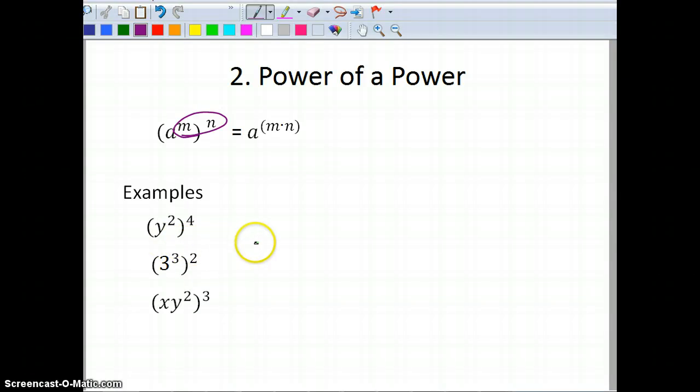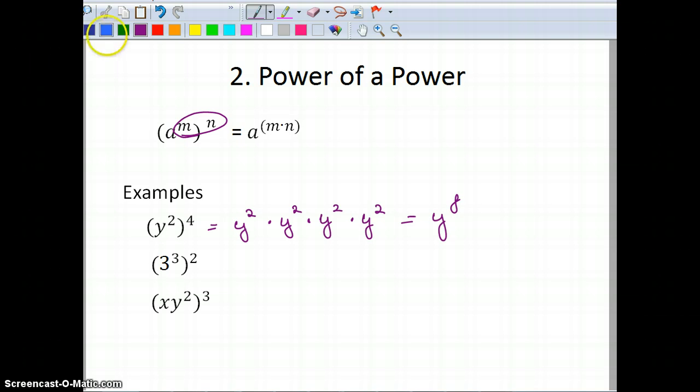So on this first example, I have y squared to the 4th power. That's another way of saying that I have y squared 4 times: y squared times y squared times y squared times y squared. I have 4 of those y squareds. When I add up my exponents, 2, 4, 6, 8, I get y to the 8th power.